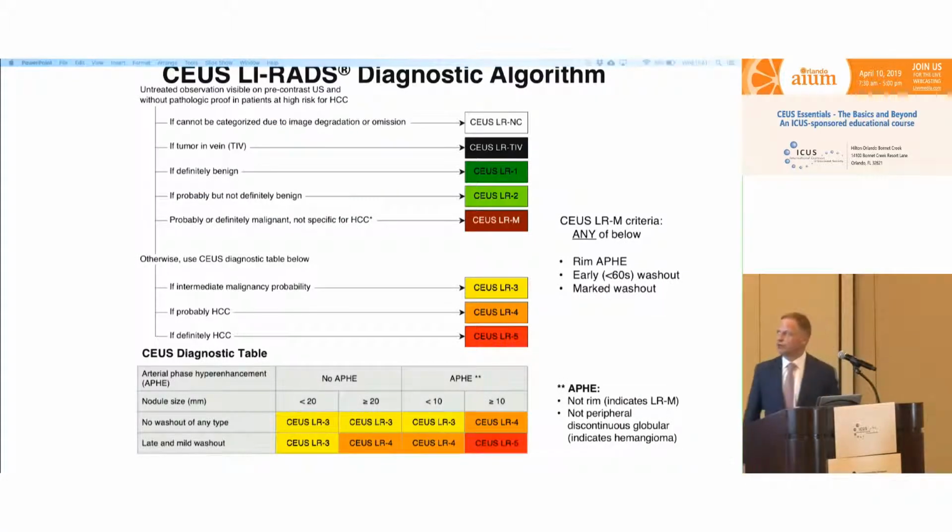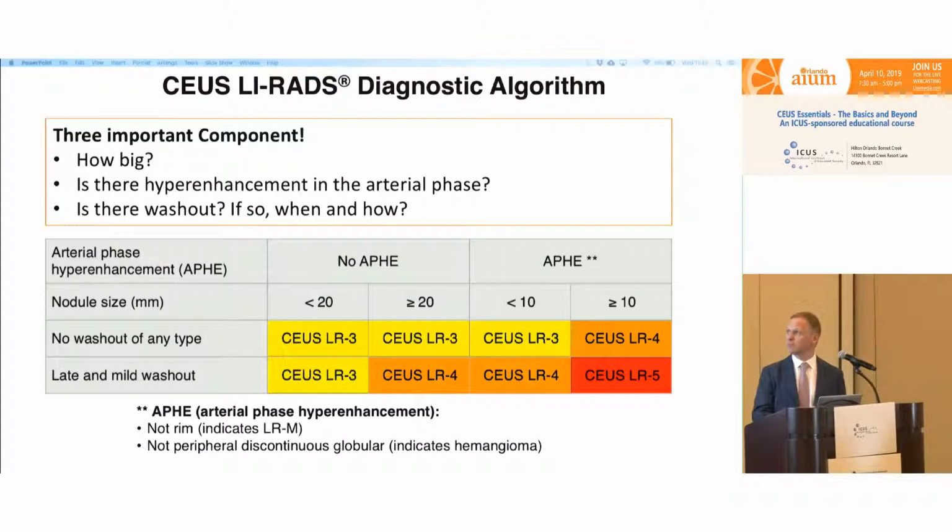This is a table if you need it, just for a second to refresh your memories, because I know it's complicated. But it was a 2 centimeter lesion in a patient with risk factors for HCC. So it's definitely not something benign, right? So we can go straight into the LR-3, 4, and 5 diagnostic table.